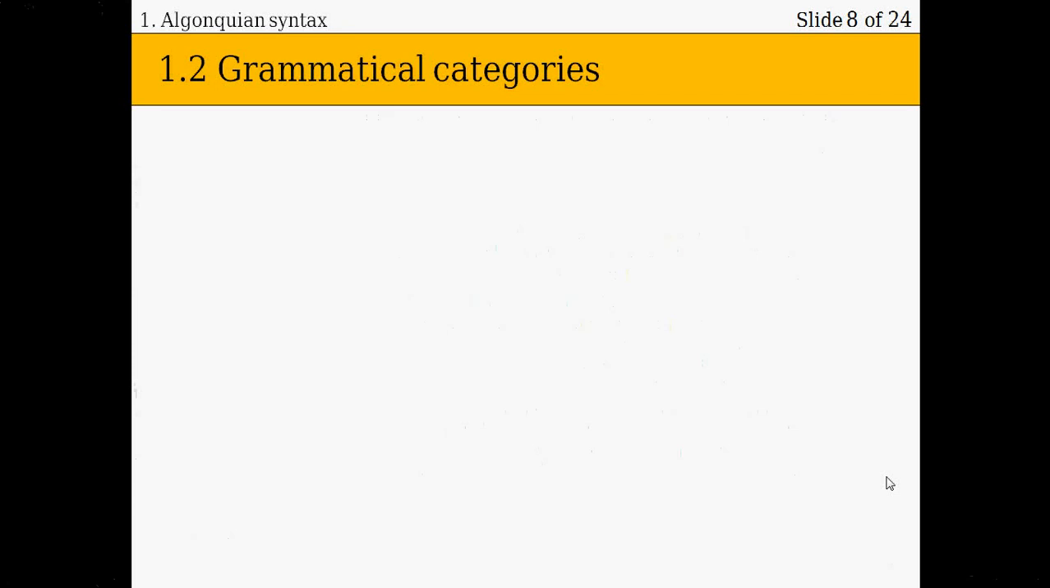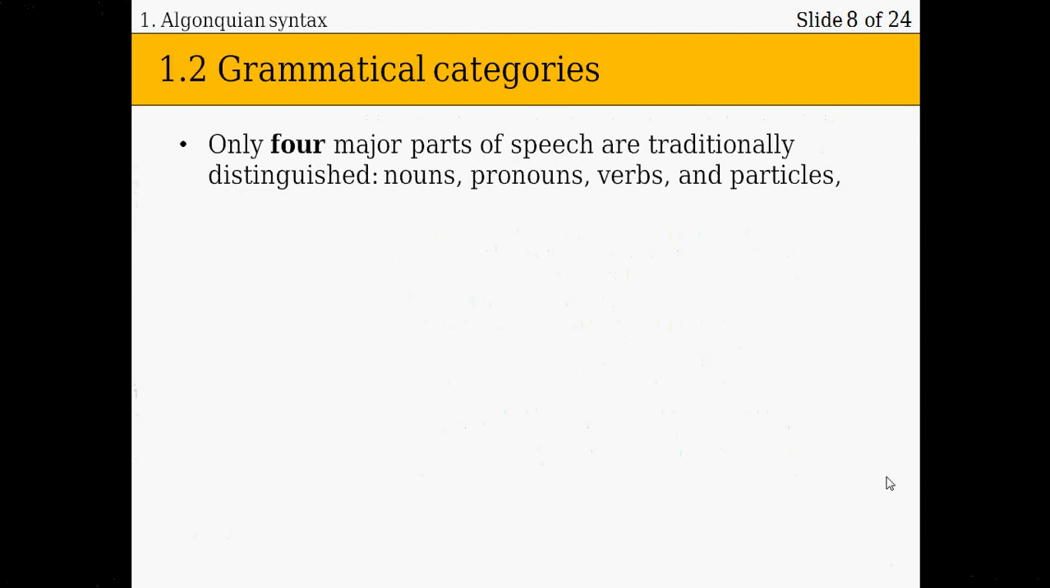Moving on now to grammatical categories, or parts of speech. So in any language, the parts of speech can differ from other languages, right? We determine which parts of speech a particular language has based on the grammatical patterns in that language. In Algonquian languages, it's traditional to distinguish only four main parts of speech, which are nouns, pronouns, verbs, and particles.